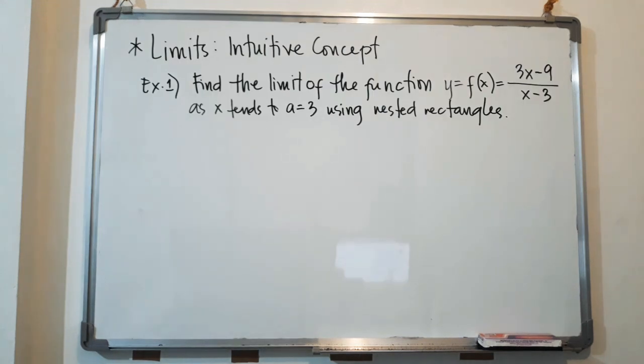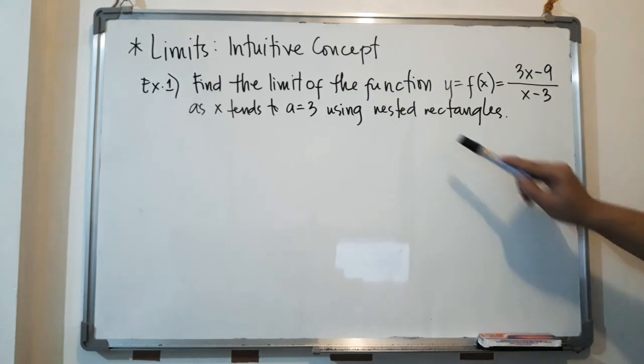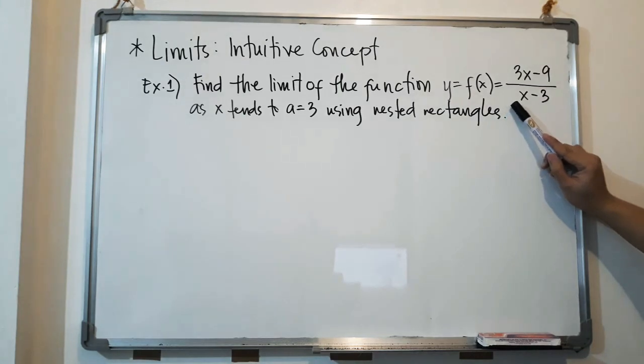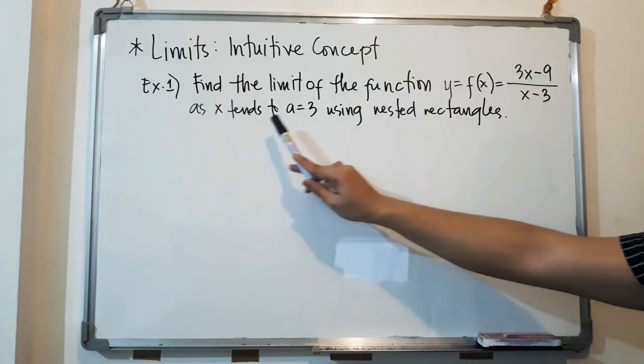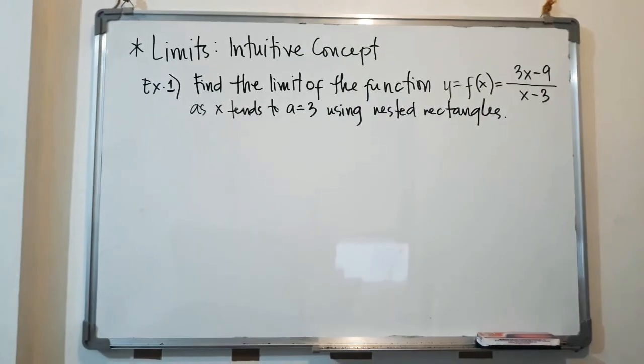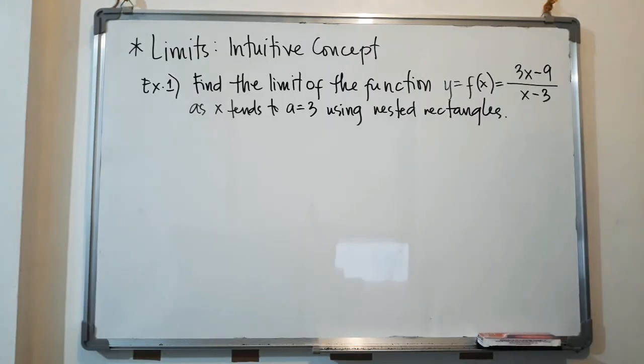Now let us consider this example. Find the limit of the function y, a function of x, which is equal to 3x minus 9 over x minus 3, as x tends to a equals 3 using nested rectangles. Okay. So this is a rational function, therefore we have to determine its domain. Okay. So what's the domain? What is the domain of this function?